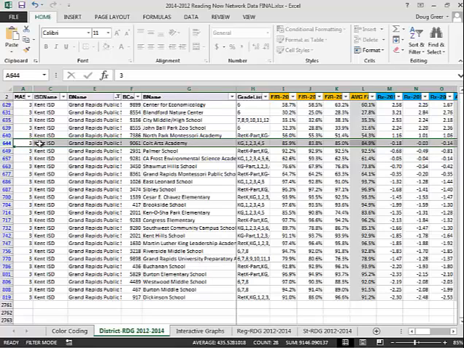I would hope that the first few columns make sense to everyone, that this is in Mesa Region 3. The ISD is Kent ISD. The district name is Grand Rapids Public Schools. The building code is listed. The building name is Coit Arts Academy. The grade levels that it covers is kindergarten through 5th grade.